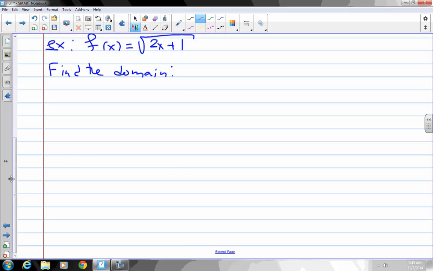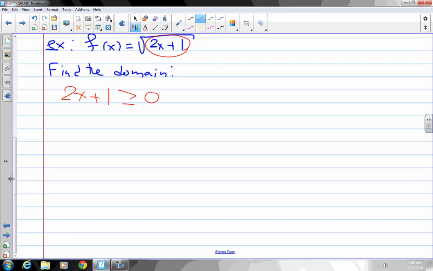So the way we find the domain of these types of functions, you're going to take the radicand. The radicand is 2x plus 1. And you want to make sure that that radicand does not turn into a negative. So you set it to greater than or equal to 0. If the radicand stays non-negative, the function will operate well. So that gives you a very simple linear inequality.